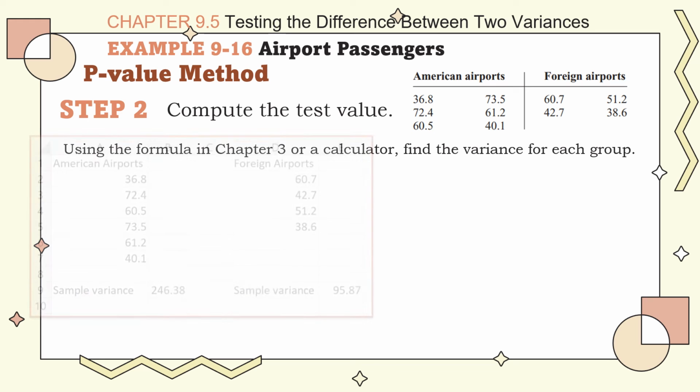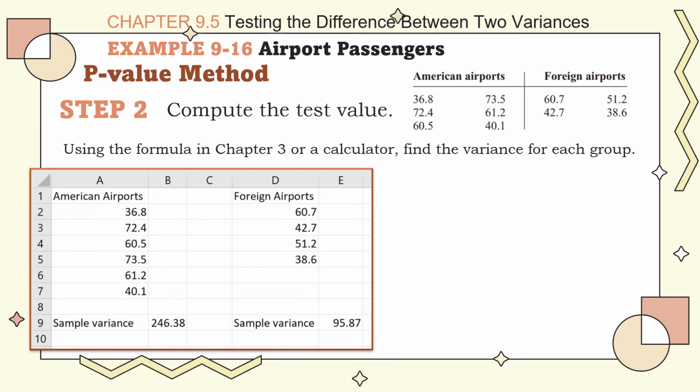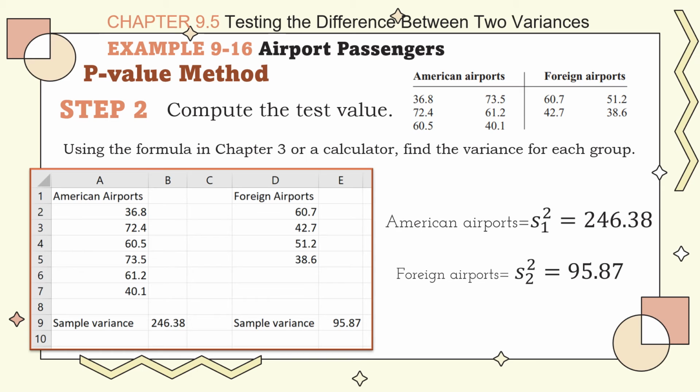So for this example, I use Excel. For the American airports, the sample variance is 246.38. And for the foreign airports, the sample variance is 95.87. So the American airports are labeled as sample variance sub 1, which is 246.38. And the foreign airports are labeled as sample variance sub 2, which is 95.87.